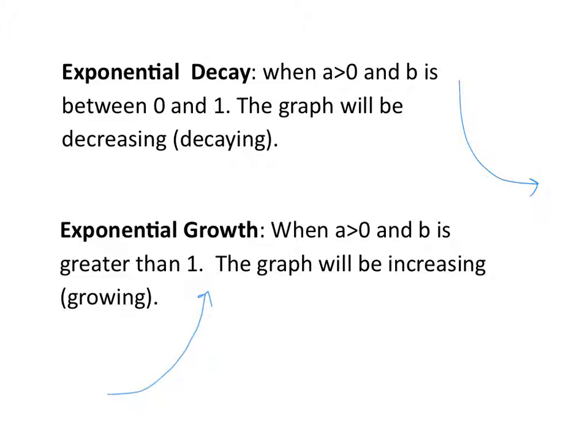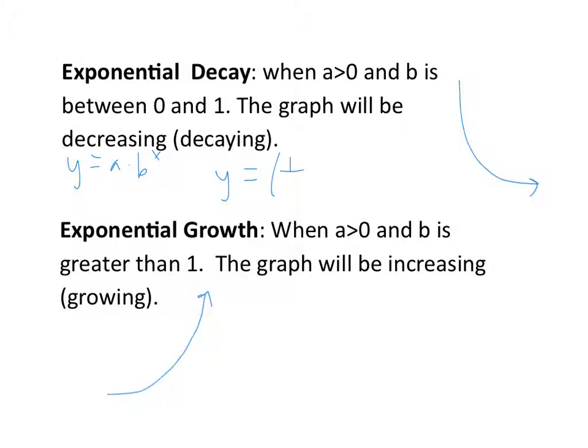Let's review exponential decay and exponential growth. For exponential decay, as you can see in that blue graph on the right, the graph is decreasing, or what we know as decaying. This happens when a is greater than 0 and b is between 0 and 1. So if I have y equals a times b to the x for an exponential, a would be greater than 0, so positive. Let's just say it's going to be 1. And then our base is between 0 and 1, so a fraction.